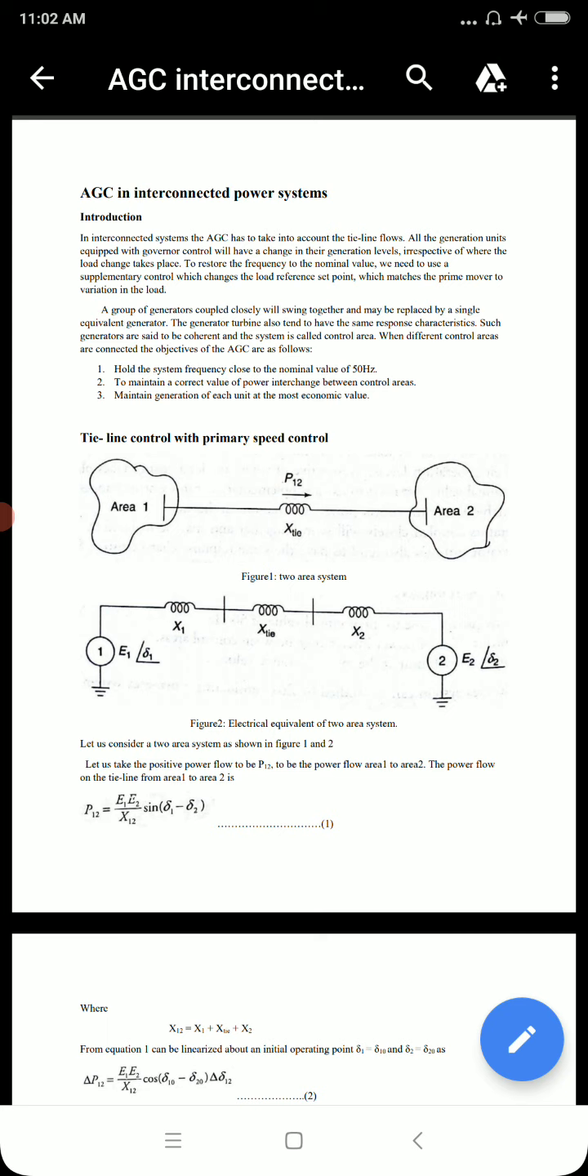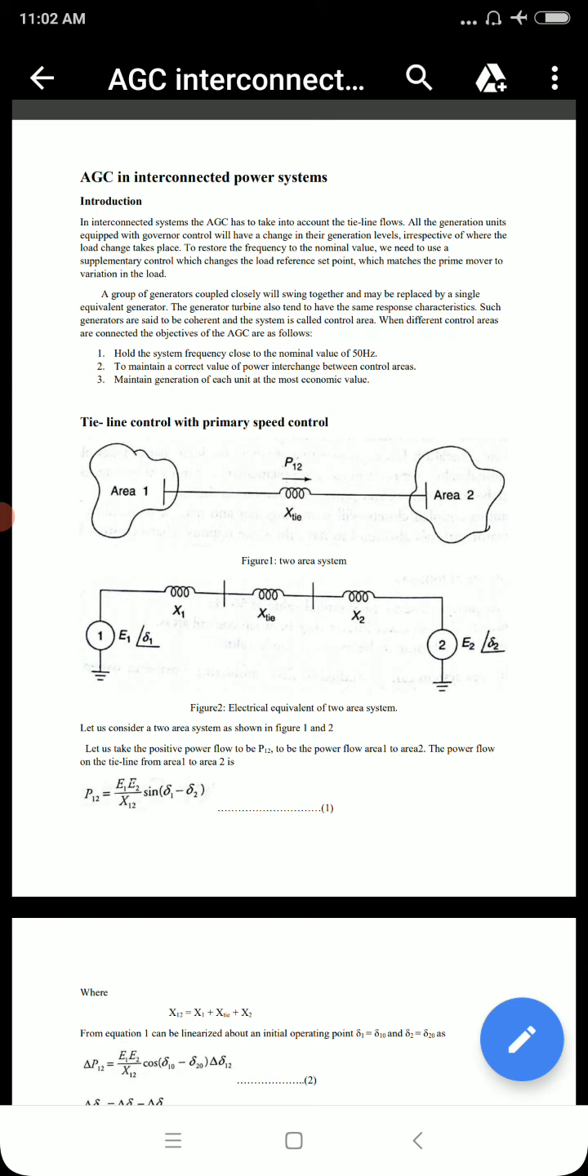We have seen in the case of an isolated system with only the primary speed control, any change in system load will lead to steady state frequency deviation depending upon the governor droop characteristics and the frequency dependence of the load. All the generation units equipped with governor control will have a change in their generation levels irrespective of where the load change takes place. To restore the frequency to the nominal value, we need to use a supplementary control which changes the load reference set point, which matches the prime mover power to the variation in load.